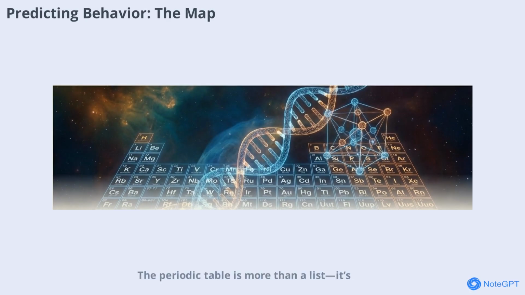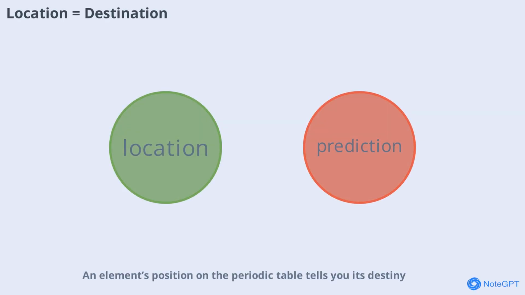The periodic table is more than a list, it's a map for predicting how elements will behave. By knowing an element's group, you know its number of valence electrons. This lets you predict how it will interact with other elements, forming the basis for all of chemistry and material science. An element's position on the periodic table tells you its destiny.